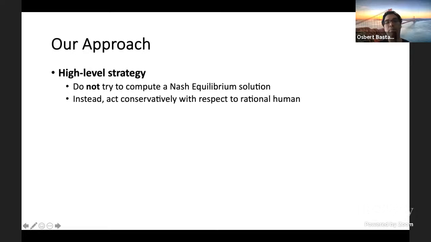Instead, our approach is going to be to try and act conservatively with respect to a rational human. So we're basically going to try and prove that whatever strategy we take, as long as the human is acting rationally, then our strategy will ensure safety.